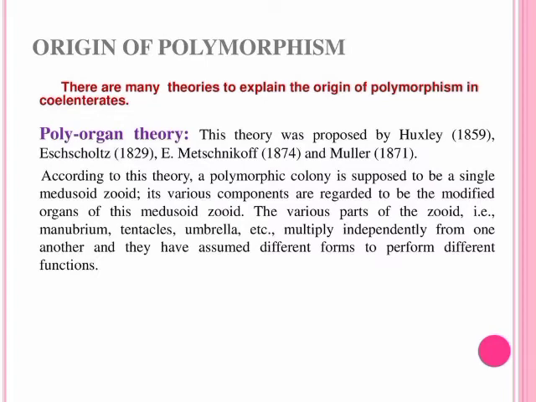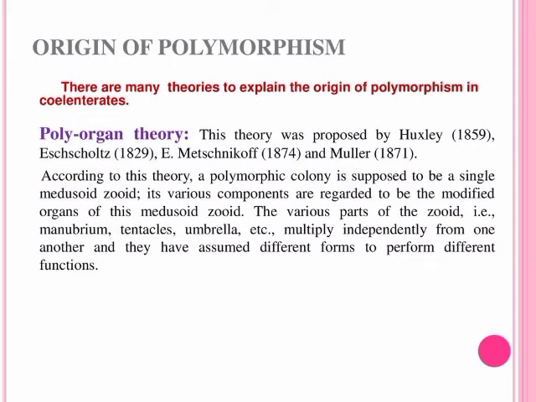It holds that a polymorphic Cnidarian colony is formed from a single medusoid individual whose different parts multiplied independently, assumed different forms and functions, and became different kinds of zooids. In other words, the different kinds of zooids of a polymorphic colony are formed by the multiplication and structural and functional transformations of the different parts of a medusoid individual.